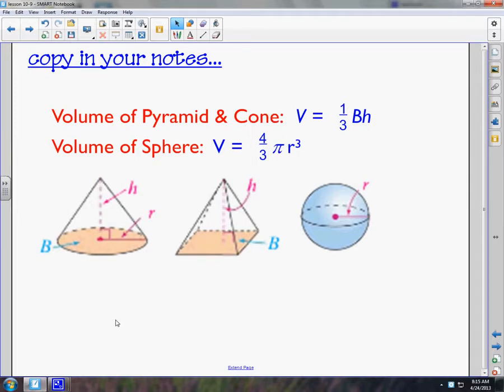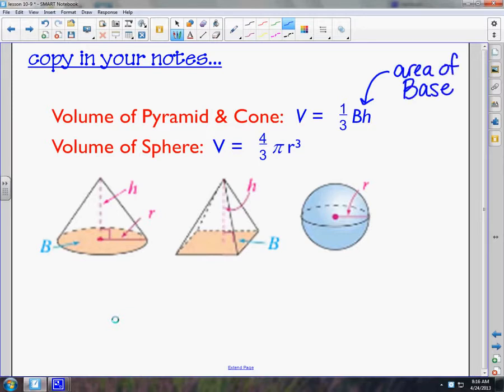V equals 1/3 B times the height. Big B, remember that from our last video, is the area of the base. And then the volume of a sphere is 4/3 pi r cubed. So write down those formulas, and we're going to do 3 example problems, 1 of each.